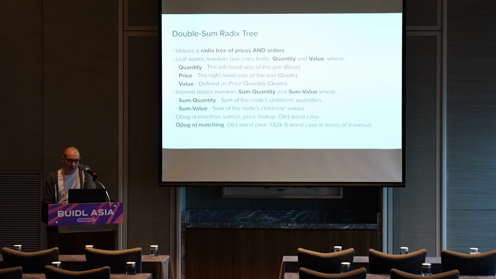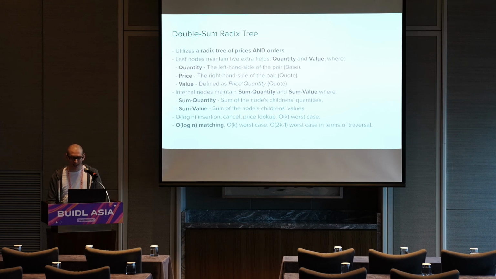It's pretty self-explanatory. It's the sums of the node's quantities or the children's quantities or values. So this has very different properties from what I showed you before. It has log n insertion, cancel, and price lookup, and it's okay worst case. But the important thing here is it has log n matching. Okay worst case, and O(2K minus 1) in the worst case in terms of traversal during the actual matching that happens.